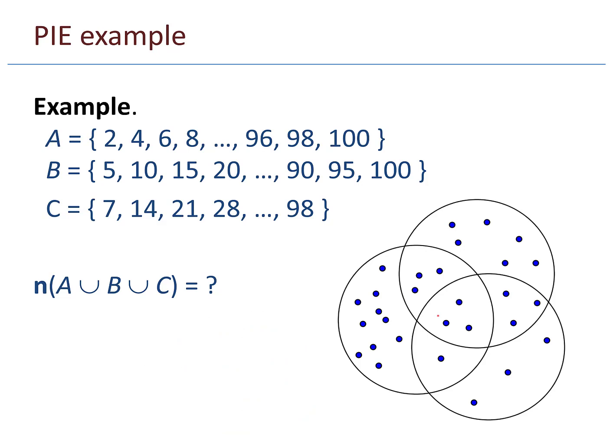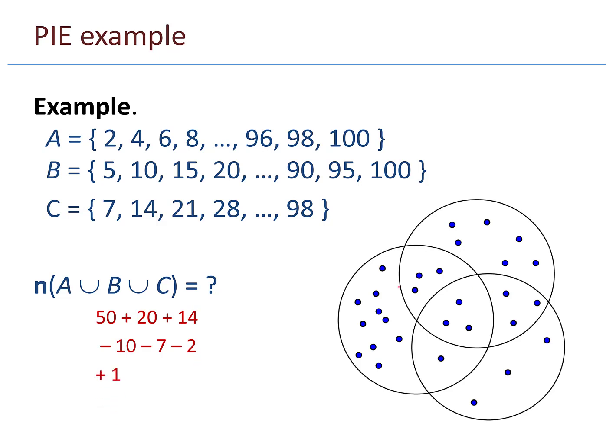Okay, so individually, the number of things in A plus the number of things in B plus the number of things in C is 50 plus 20 plus 14. Now, A and B together have 10 elements. A and C, that is the multiples of 14, have 7 elements. And B and C, so that's the multiples of 35, have only 2. The only elements in B intersect C are 35 and 70.